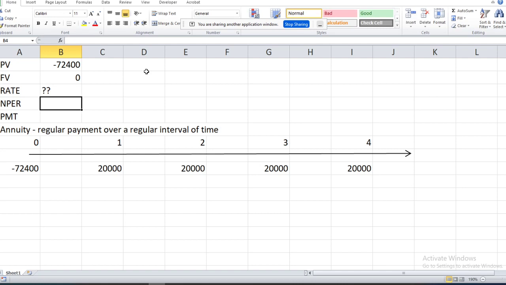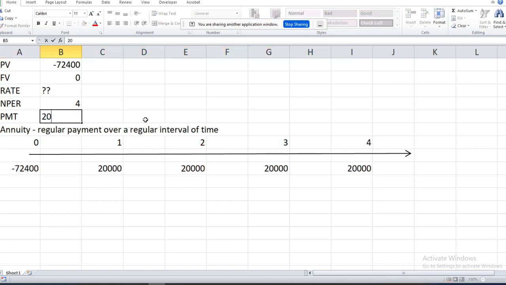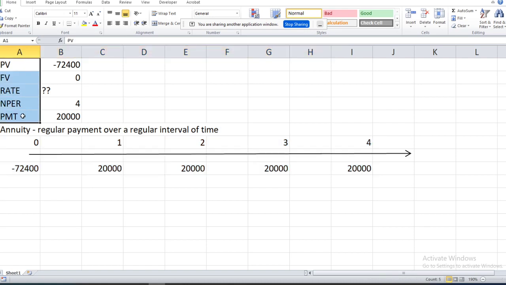NPR, as I said, stands for number of periods. Clearly we have 4 periods here, so that's 4. PMT, the only number we haven't used is 20,000, so that's the 20,000 over here. You see? So even if I don't give you the actual question, if you understand what's going on and just relate the numbers you see on the timeline to these 5 variables, you can see what's missing.